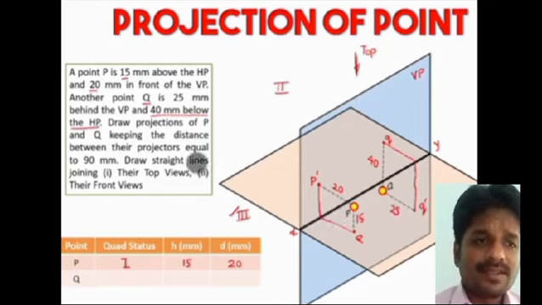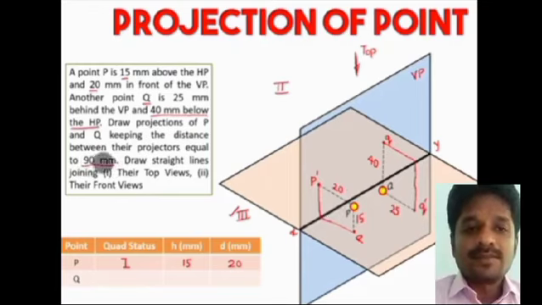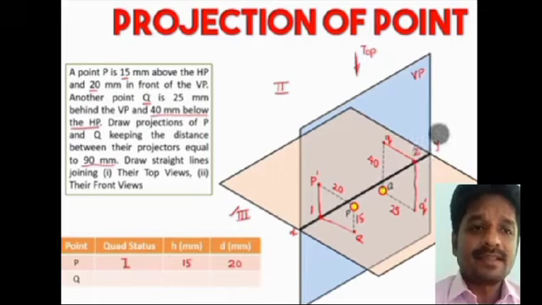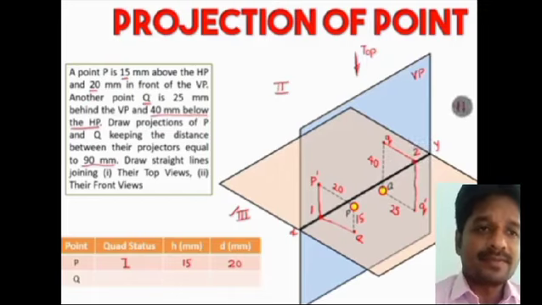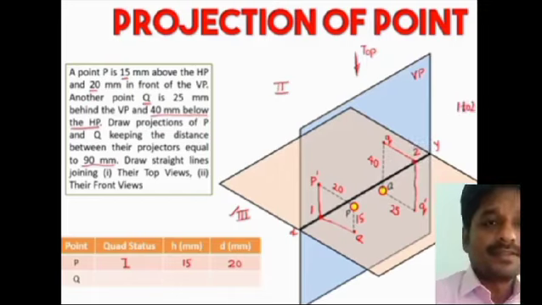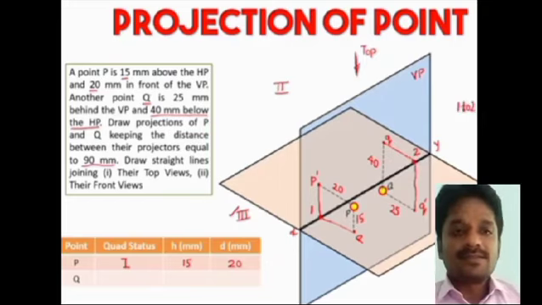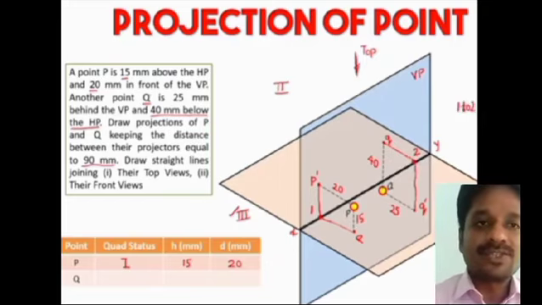Now the distance between the 2 points given over here is 90 mm. If you look over here, the distance between the points P and Q should be marked as 90 mm. Locating the point Q in the third quadrant, the height is the distance, that is 40 mm. We are marking that over here, and Q is the distance behind the VP, that is 25 mm. We have marked it over here. So the same points have been carried. Now in the 2D representation, like orthographic projection, we are going to plot the points P and Q. The point P is 15 mm. It is in the first quadrant.